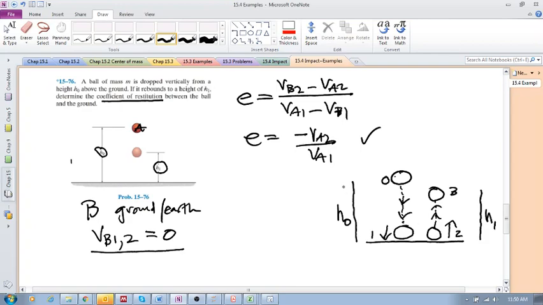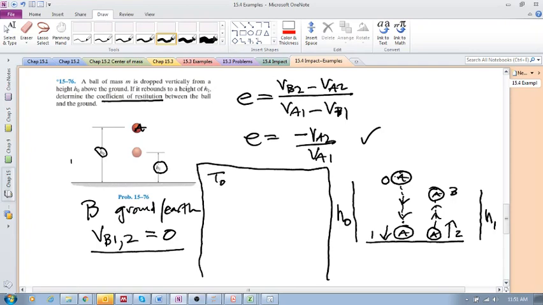Now we need expressions for VA1, which is the velocity of the ball A right before impact, and an expression for the velocity right after impact. So how are we going to solve this? We can use the principle of conservation of energy. Let's look at the conservation of energy between state 0 and state 1.